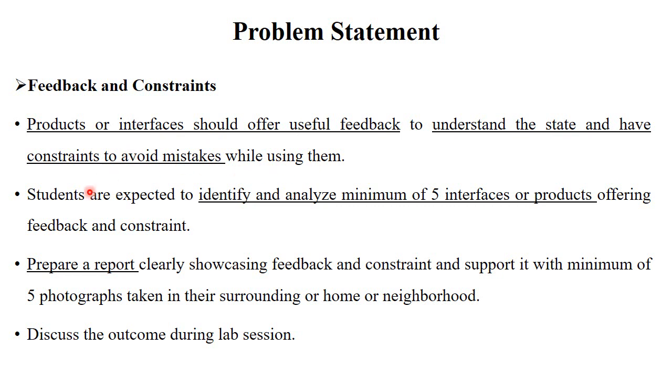So in this assignment, students are expected to identify and analyze a minimum of 5 interfaces or products offering feedback and constraints. You need to prepare a report clearly showcasing feedback and constraints and support it with a minimum of 5 photographs taken in your surroundings, home or neighborhood, and discuss the outcome during the lab session. So this is the problem statement mentioned in your syllabus. So let's see the first.